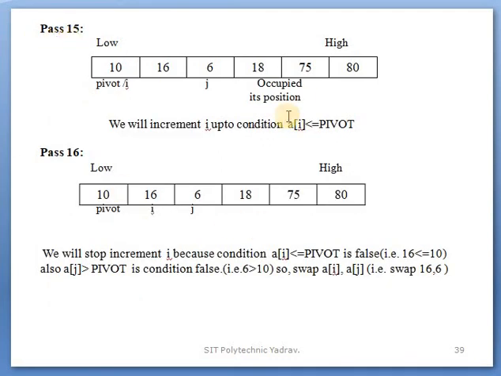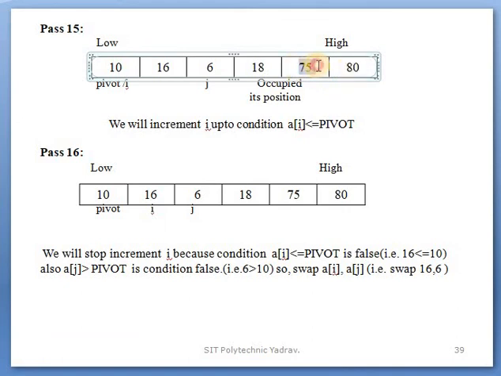In pass 15, 18 and 10 are swapped, in that 18 is pivot, so in that it has occupied its position, 18 has already occupied its position. Okay, in that also there is a split into two parts, one is the left and one is the right. In the right, 75 has already occupied its position, means there all numbers automatically occupy their positions, because 18 is only one element, so it is automatically sorted.